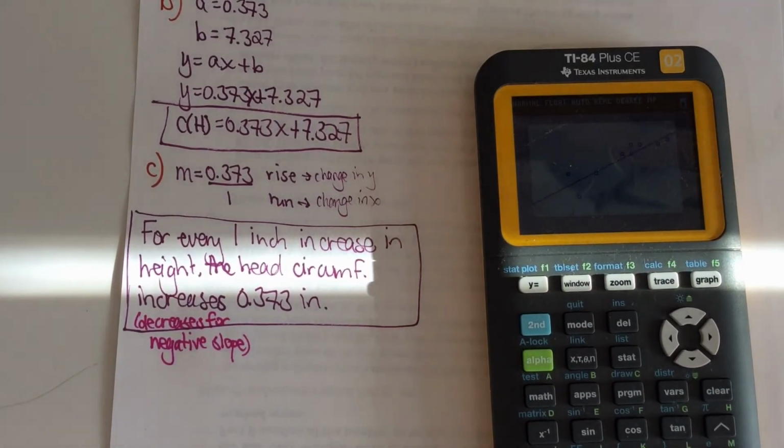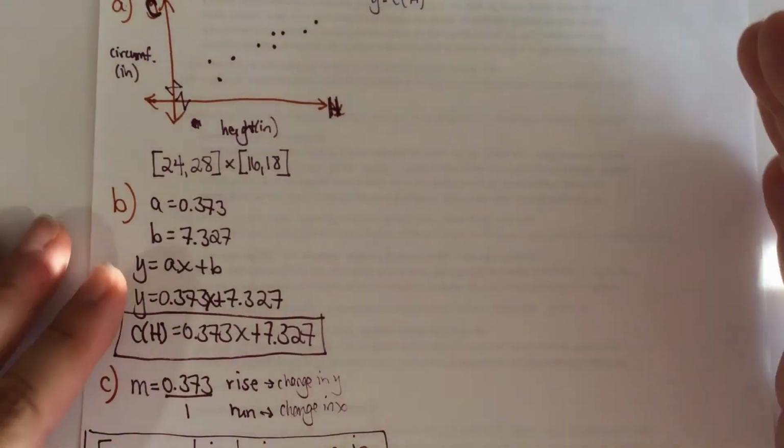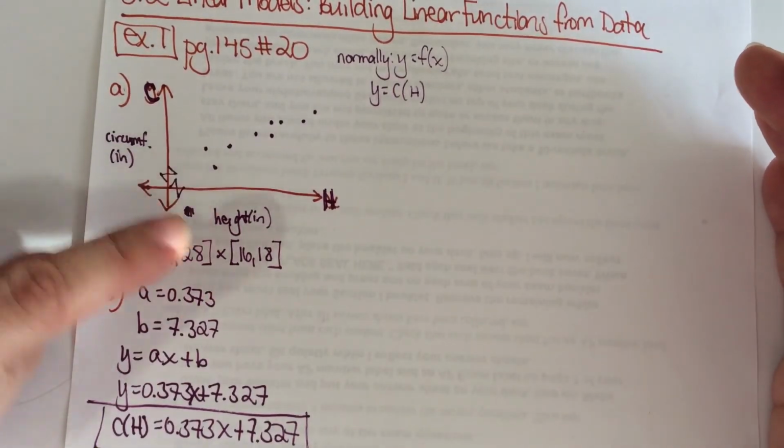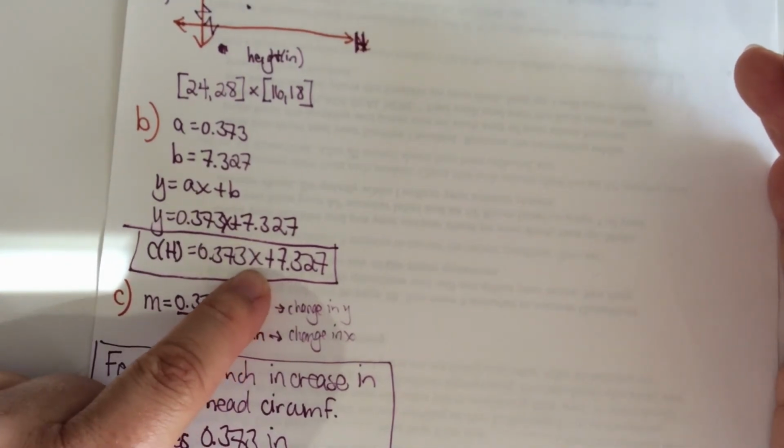Okay, we're almost done. What are we doing on time? Ooh, can we get it done before 15? Predict the head circumference of a child that is 26 inches tall. Yeah, I'm not even going to do that. We're just going to discuss. 26 inches tall is giving me the height. And the height is on the x-axis. So I'm just going to plug a 26 in for the x.